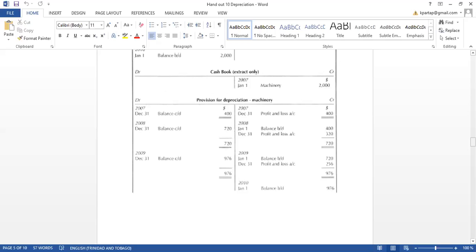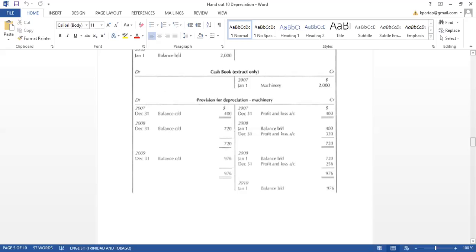And then at the end of 2009, we will charge again the amount to the profit and loss account, $256. When we charge that to the profit and loss account, we need to balance the account at the end of the year. So we get the total, 976. We do a balance carry down on the debit side, 976. So we do the total 976 on both sides and we do a double line. And we closed off at the end of 2009. And of course, 2010, we do a balance brought down for 2010, $976.